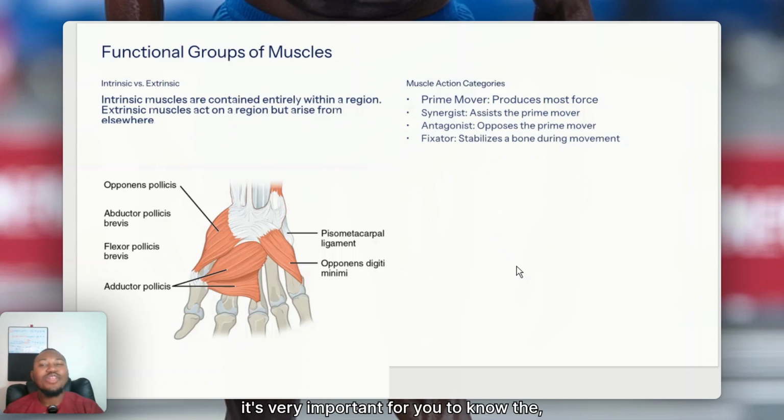Also, it's very important for you to know the muscle actions, such as which muscle is a prime mover, which one is a synergist, which one is an antagonist. For example, if you are asked a question comparing pronator quadratus and supinator, you should know that that's an antagonistic relationship, because pronator quadratus pronates and supinator supinates. So they are working opposite each other. That is a clear example of an antagonistic relationship.